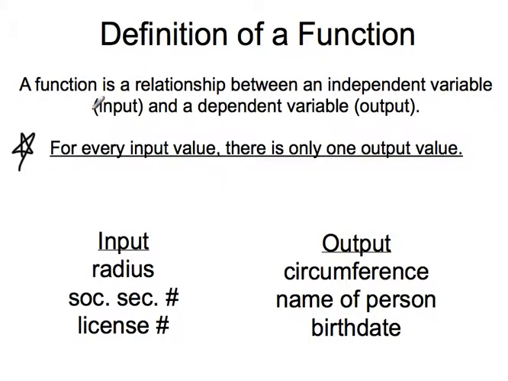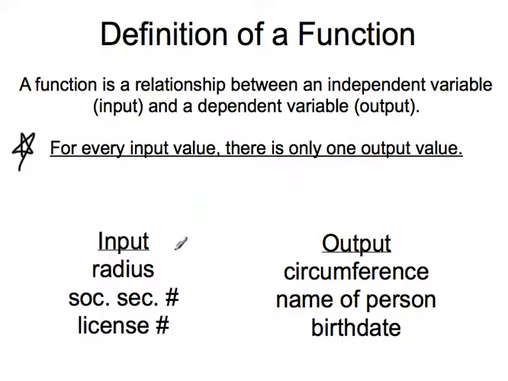A function is a relationship between an independent variable, which we call the input, and a dependent variable, which we call the output. That relationship is that for every input value there is only one output value. You cannot have more than one output for a given input. So what does that mean?